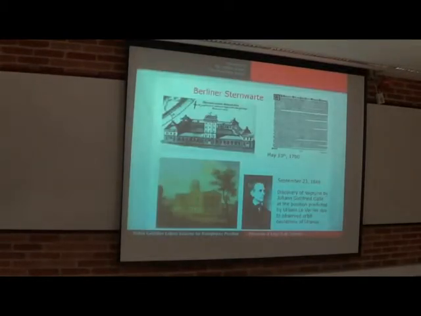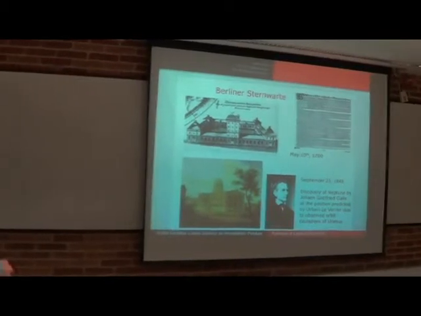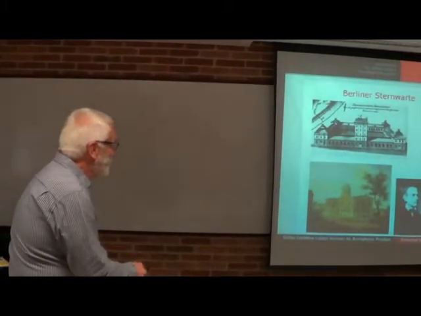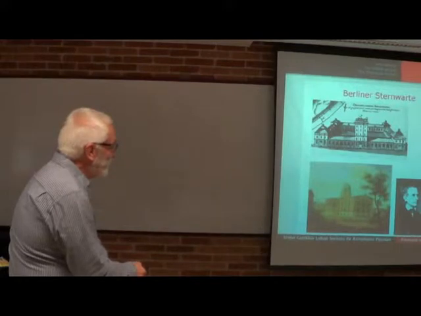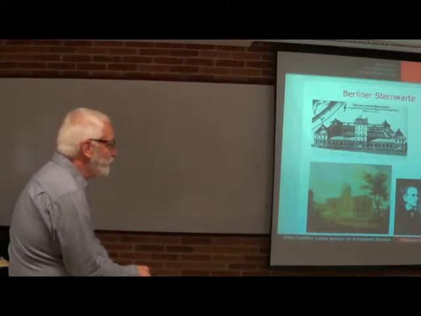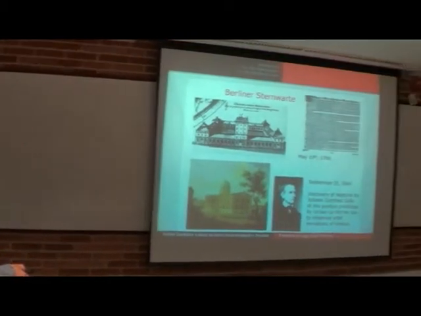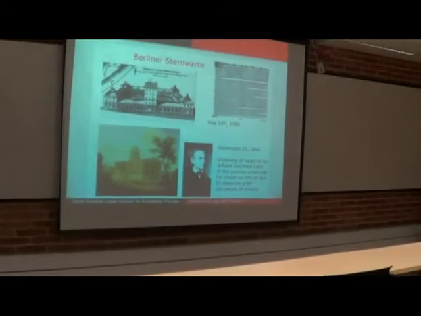This was the first building in Berlin, and then 120 years later the Sternwarte got a new building, again in the city of Berlin, and at least related to this building was a famous discovery, namely the discovery of Neptune by Johann Gottfried Galle on September 23rd, 1846. This was a numerical prediction.